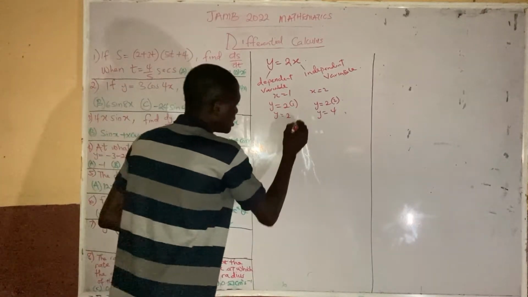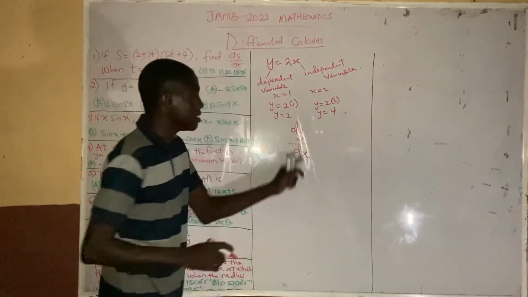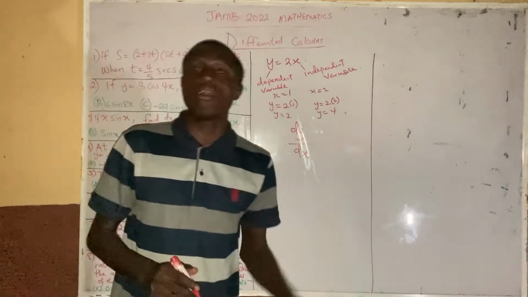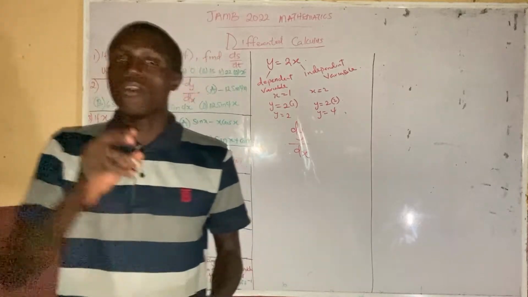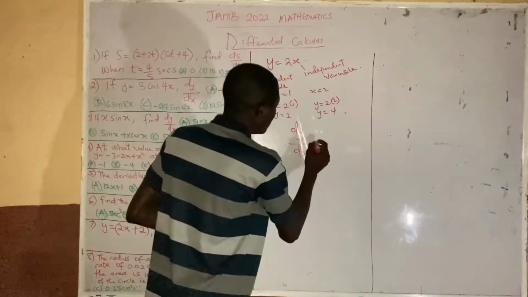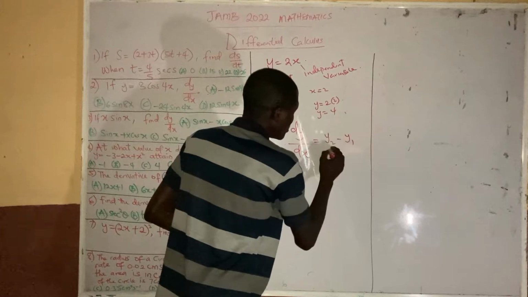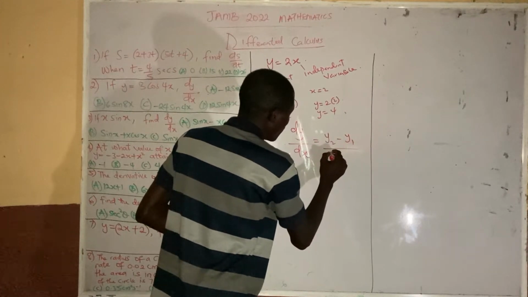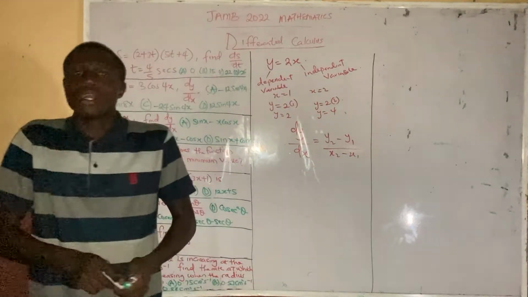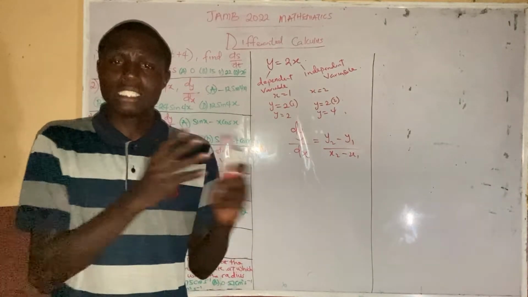And you can see that delta y changes with respect to delta x. That is, there is a change in y with respect to change in x. And this is the symbol of differential calculus, dy/dx. The dy means y2 minus y1 in many cases, over x2 minus x1. Now, what are the things you need to know as far as differential calculus in JAMB is concerned?